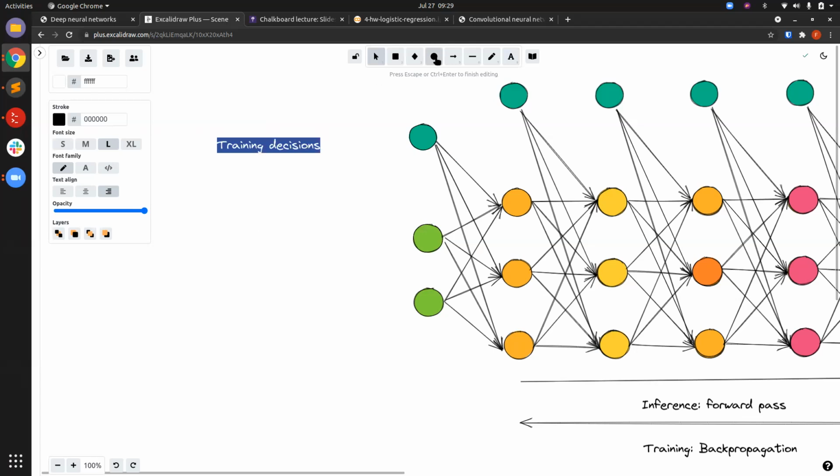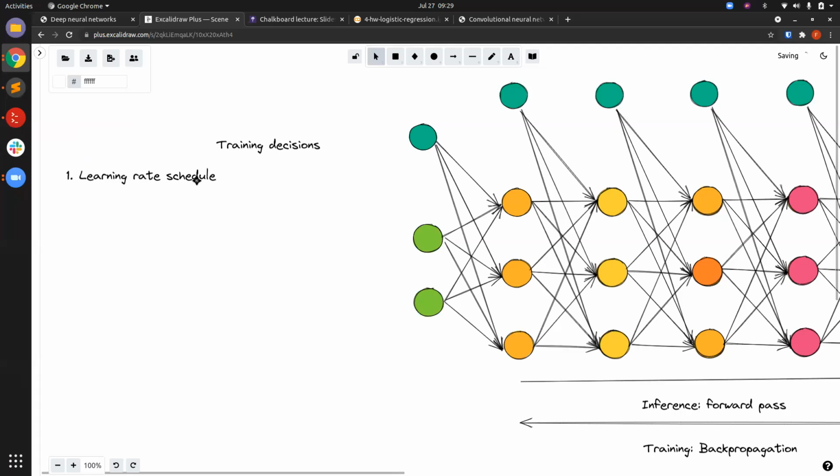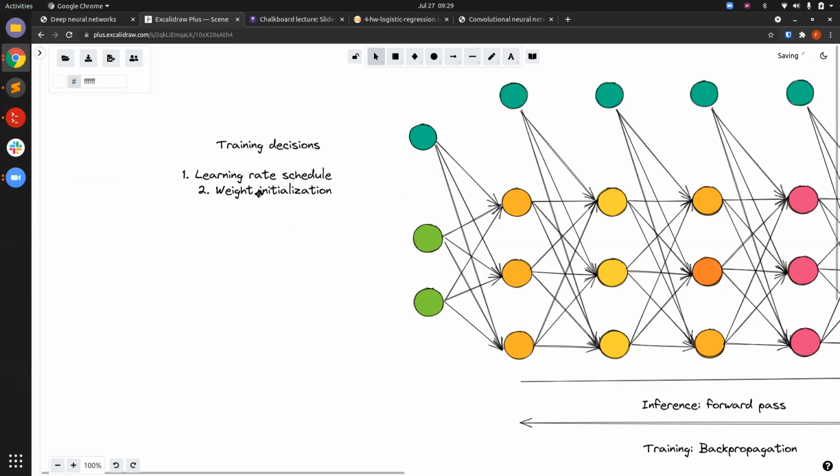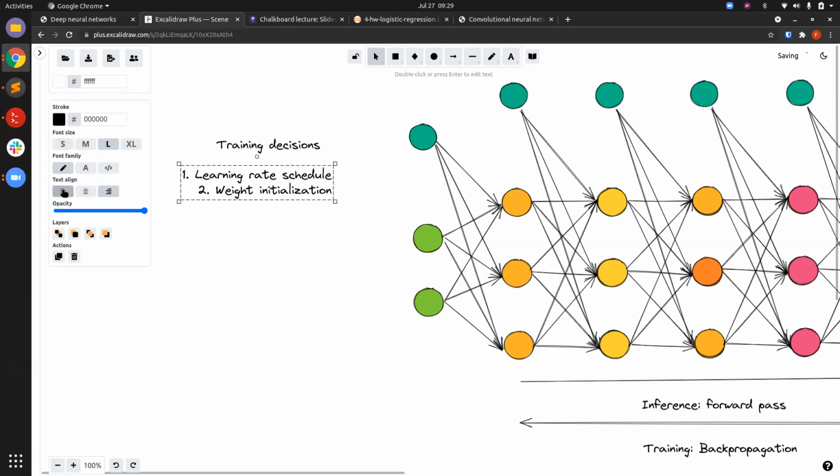Okay, so one decision is learning rate. I'm going to call this a learning rate schedule. Ben says where to start. So do you mean like what to set the weights to at the beginning? Yes, okay. So what do you set the weights to? Where are you going to start on this loss surface?